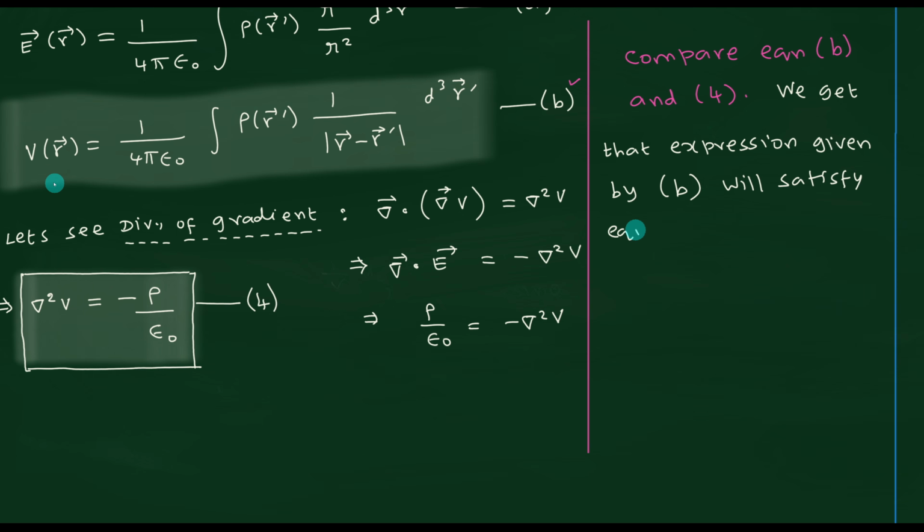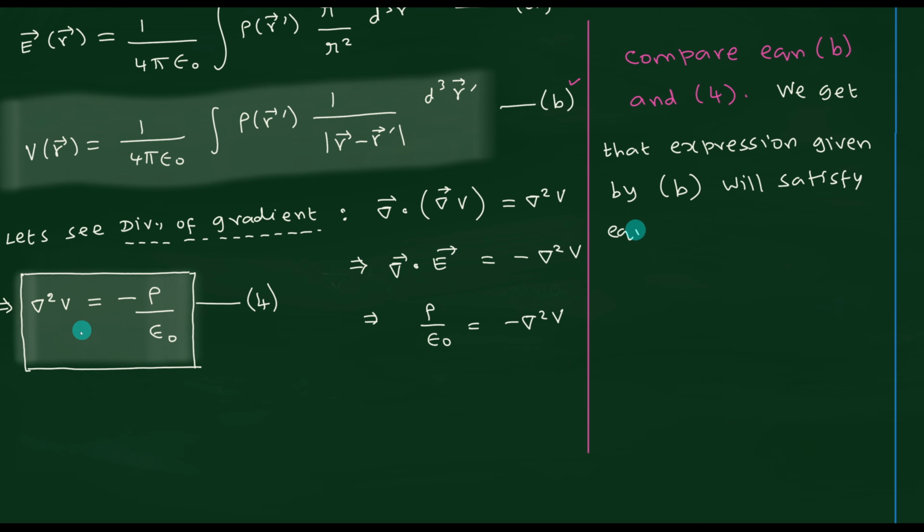And therefore, we can say that equation number B is going to satisfy equation number 4. Satisfy means if I substitute that, on the left side also I'll get minus rho by epsilon naught. The right side is already there. We say that this is satisfying that equation. This is one way of writing. The same story can be written in a different style.